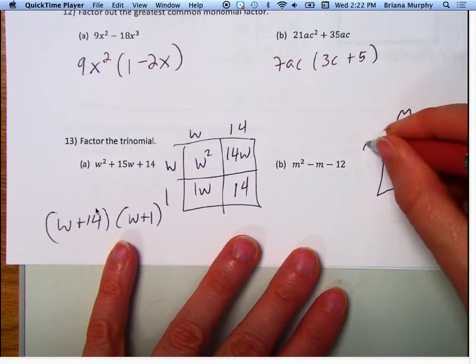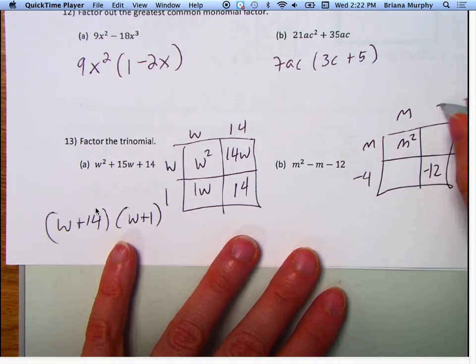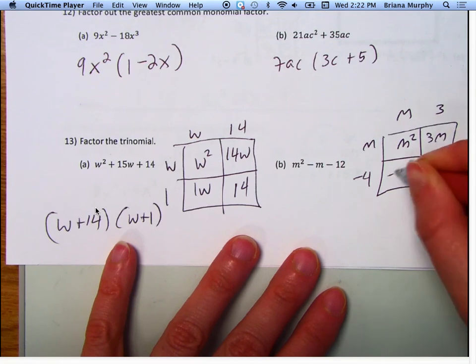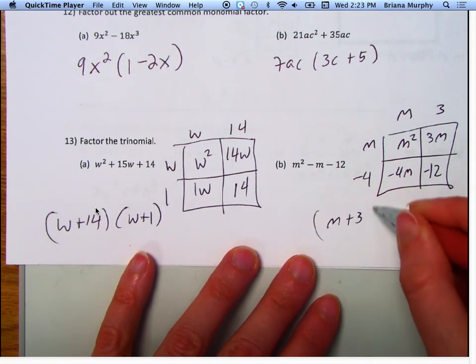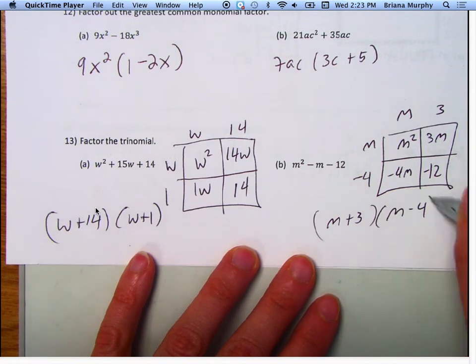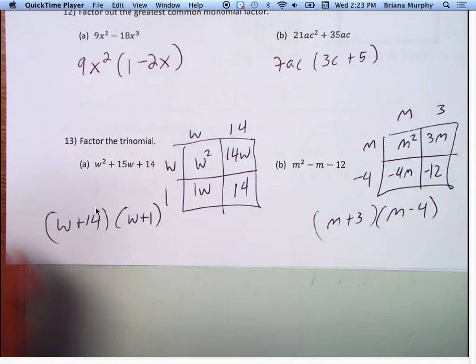So we have m and m. What two numbers multiply to give us negative 12 that add to give us negative 1? Negative 4 and positive 3. So that's m plus 3 times m minus 4. Okay, let's turn it over so we can do the back.